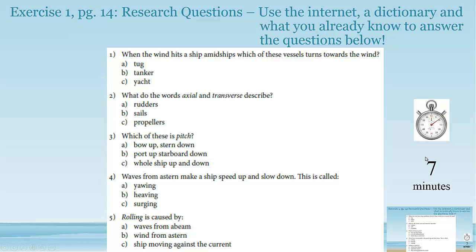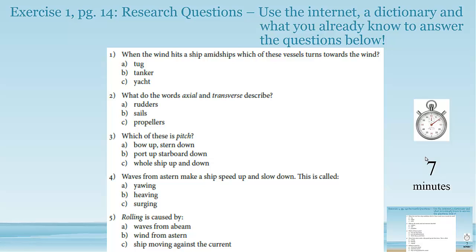First, we're going to do some genius research questions. What I'd like you to do is use the internet, a dictionary, or what you already know to answer the questions below. You'll find these questions on page 14, the first page, exercise 1. When the wind hits a ship amidships, which of these vessels turn towards the wind? Is it a tug, a tanker, or a yacht? What do the words axial and transverse describe? Does that describe rudders, sails, propellers?